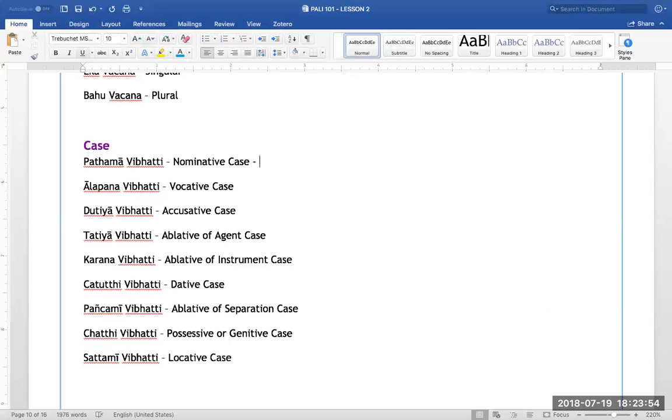Let me type it for you. Buddho Dhammang Deseti. Okay, here Buddho is a Patama Vibhatti and Dhammang is a Dutiya Vibhatti. So the difference is they are both nouns and singular, but they are two different nouns. We know Buddho is a Patama Vibhatti Ekavachana and Dhammang is a Dutiya Vibhatti Ekavachana.